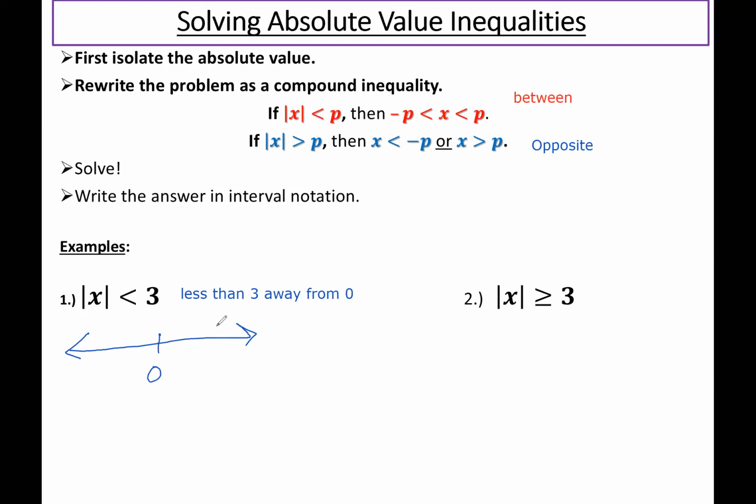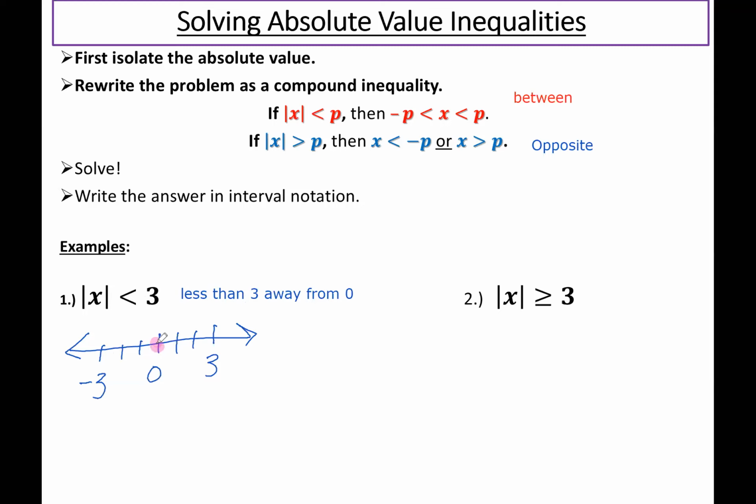Now 3 is exactly 3 units away. So actually we don't want to include that. But something like 2 or 1 or 2.9, those are all less than 3 units away. What about on the other side? Over here to -3. Again, we're not including -3. -3 would be exactly equal to 3 units away from 0. We want things that are less than 3 units away. So let's shade what we mean by that.